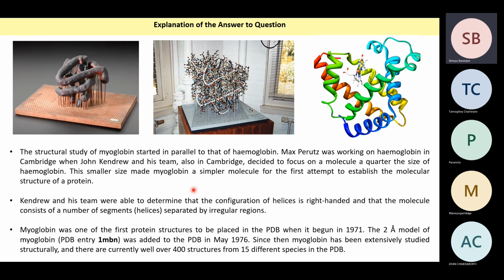If an animal is very fast moving, like the cheetah, then the myoglobin amount will be more, and the structure will be such that it can carry more oxygen. And the myoglobin structure is also different in different species. So there are 400 different structures for myoglobin itself in the PDB.